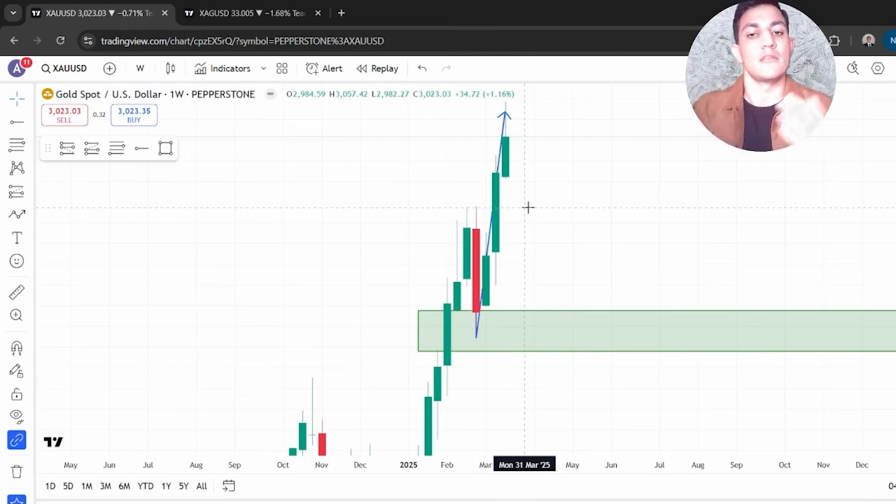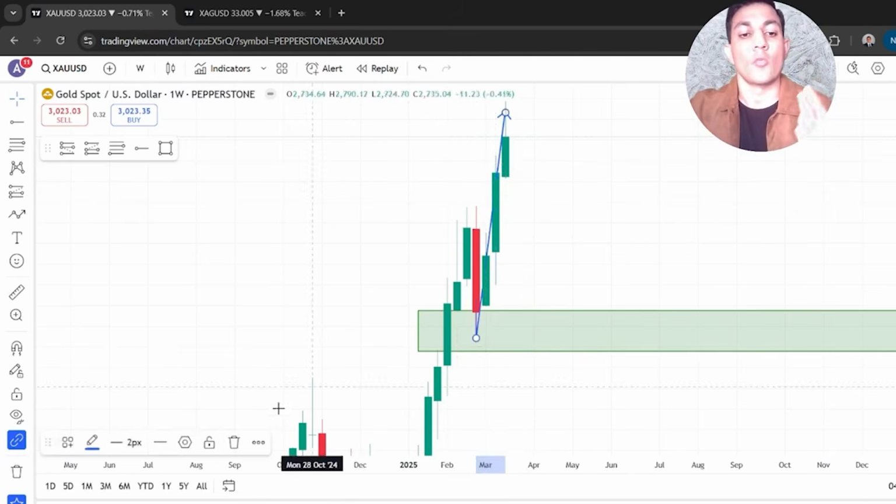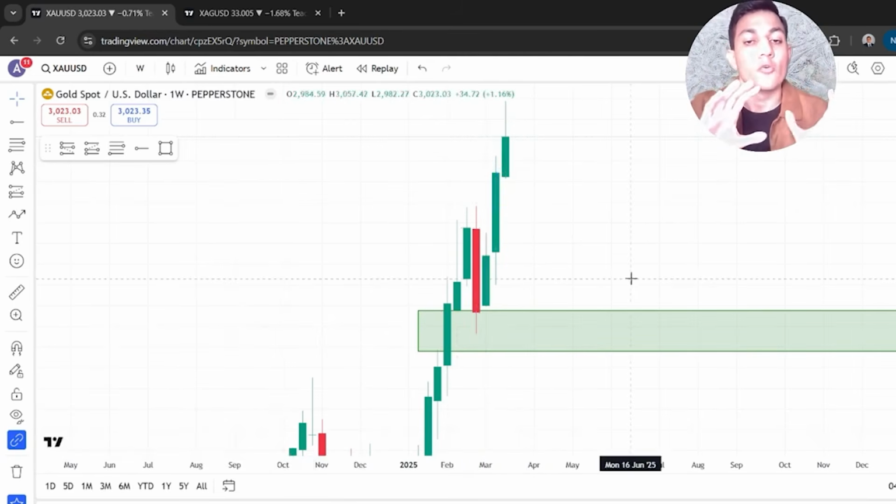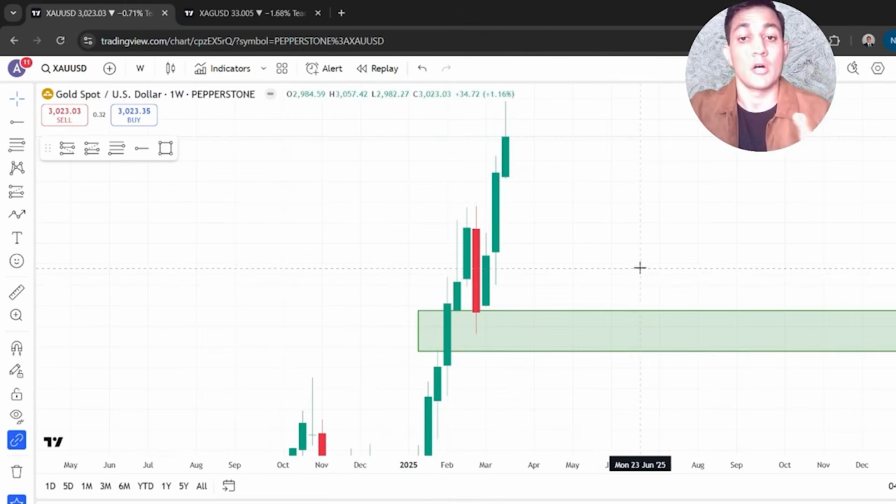Now, what I mean by that is when we get on the daily and 4 hour chart, we're going to assume the overall direction is bullish, right? We're not going to look for a market structure shift on the 1 hour chart. We're just going to look for the overall direction of the market. So now that we've got the direction on the weekly chart, we want to get onto the daily chart and see what we can see.